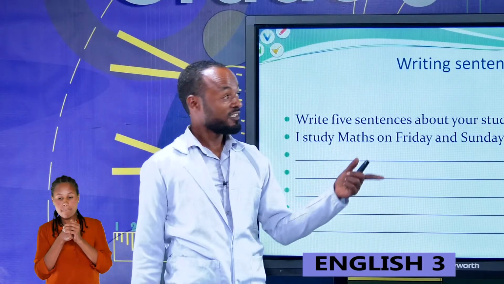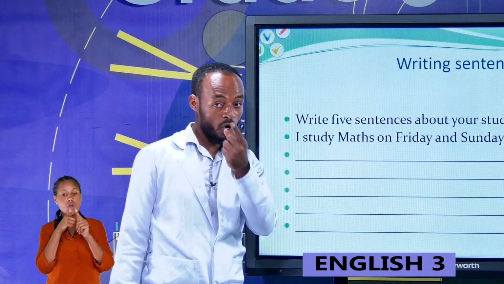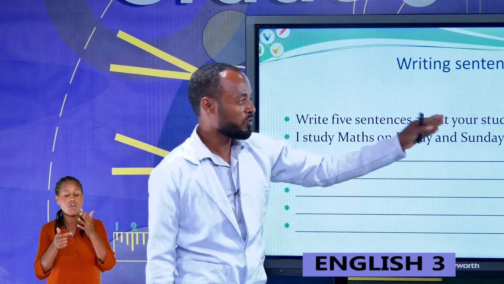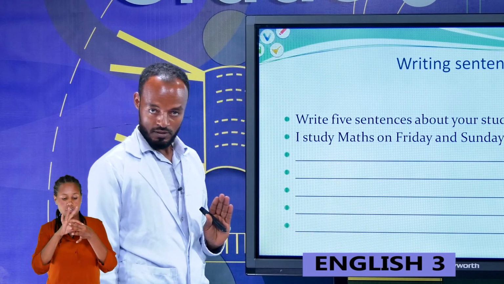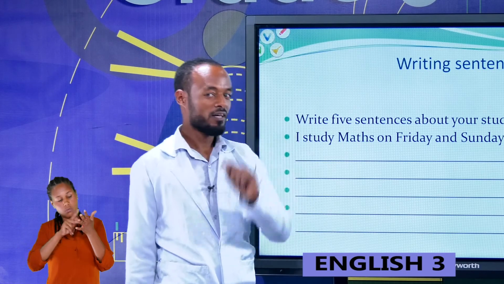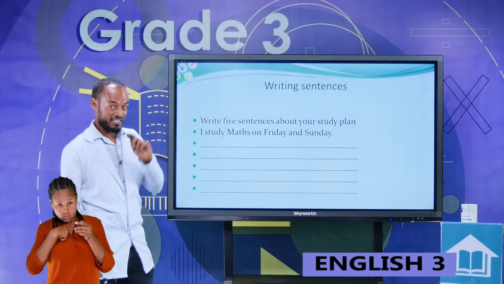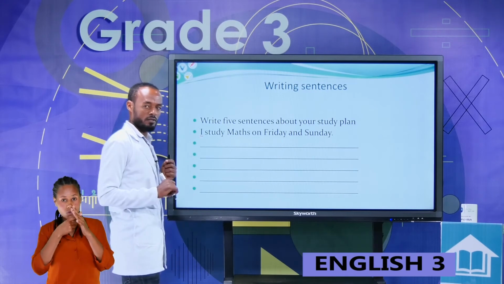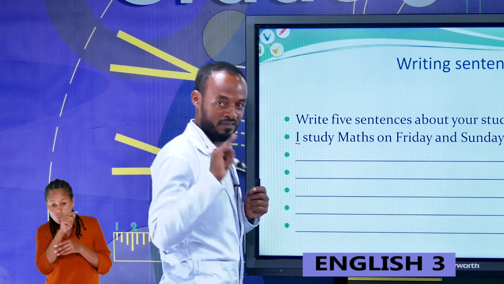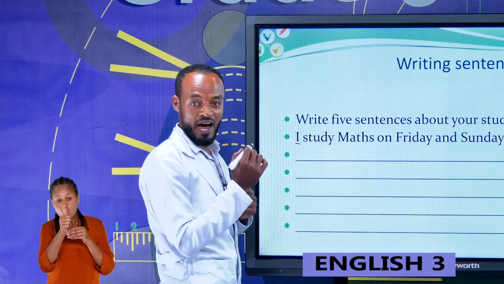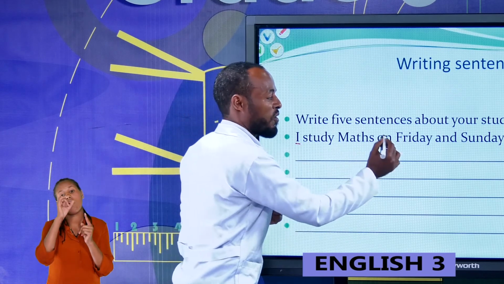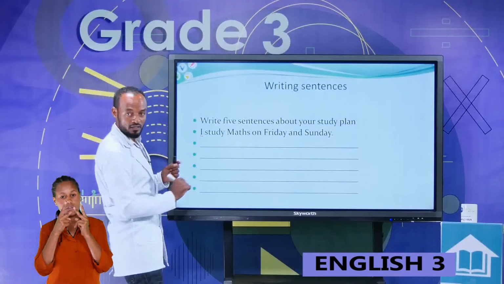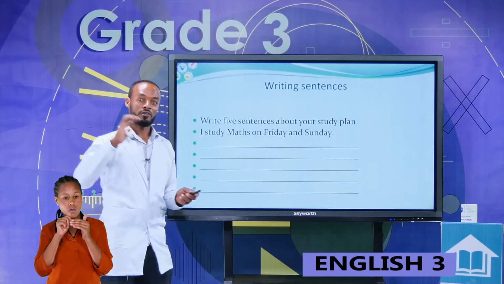The next one is the above. Based on your own study plan, write 5 sentences about your study plan. You can write on this space. We will check next day. For example, you can write like this. You have to start from I, because you are talking about yourself, not about others. Since you are talking about yourself, you have to start from I. I study maths on Friday and Sunday. This is an example. You can do like this. Do it for 2 minutes, okay?